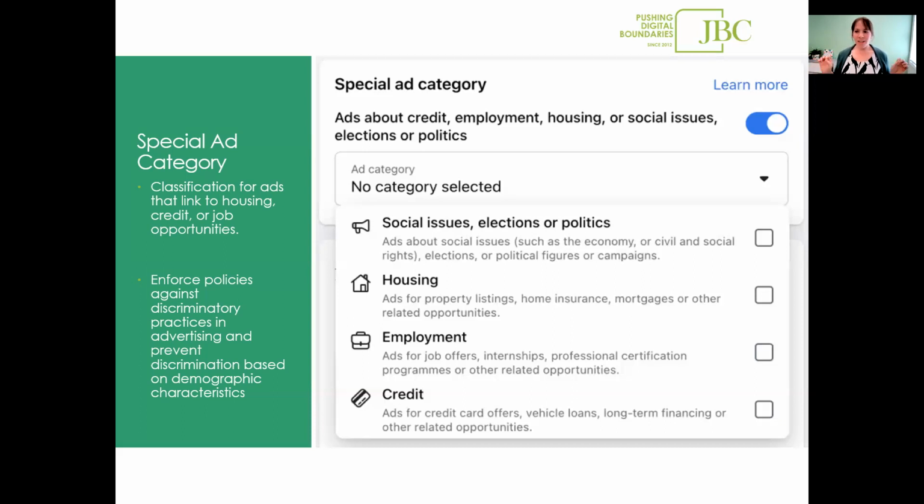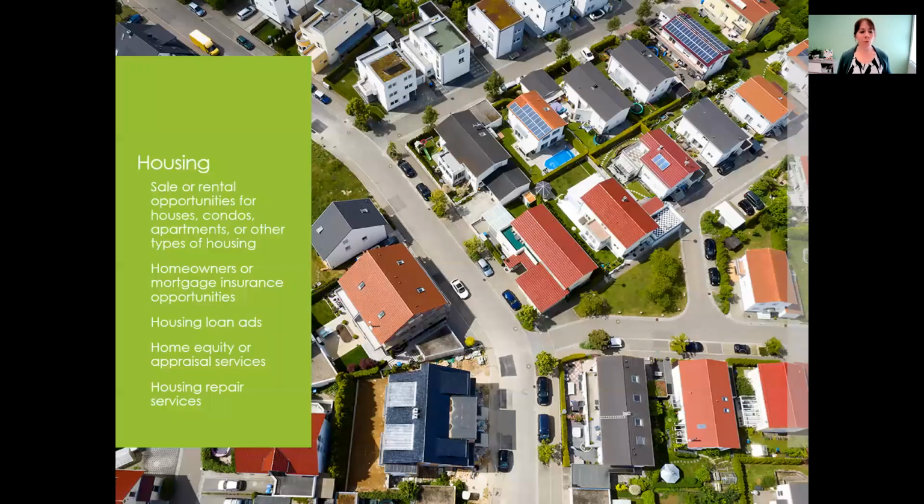And then credit. This one also gets people caught off guard. So this goes for anything related to credit card offers. And I don't think anyone manages a credit card here aside from your own personal ones. Vehicle loans. So anything related to financing, long-term financing. And it restricts being able to do that type of marketing. So you do have to have a special ad category for all of these.